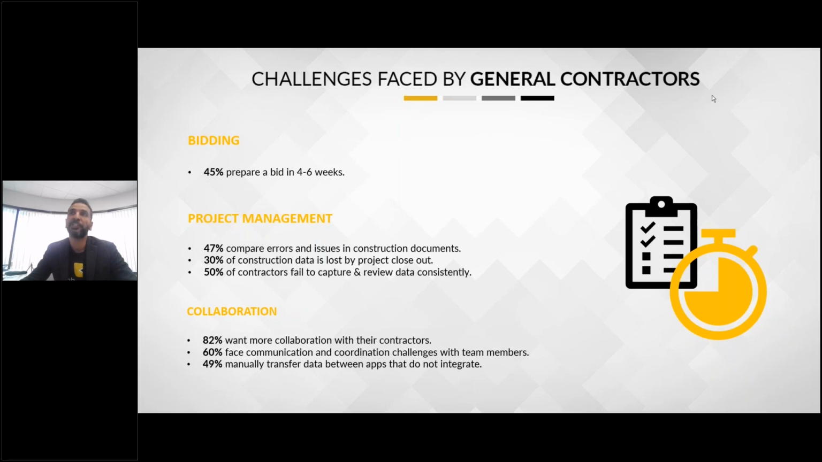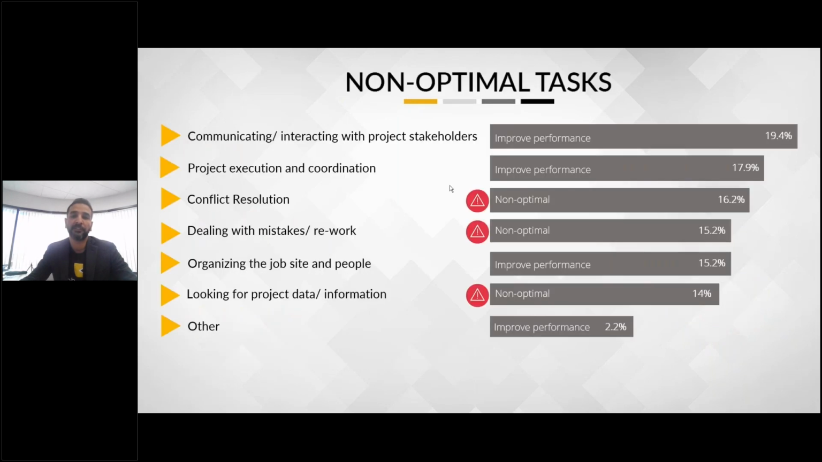So these are the three main challenges that I wanted to highlight because they are huge for general contractors. But what we have also seen, if I go to the next slide here, is that there are some tasks that you are performing as a general contractor or a subspecialty contractor which help you improve performance, like communication, the ones that we highlighted, and project execution, using a nice construction management tool. But there are still some non-optimal tasks like conflict resolution, rework and mistakes, and looking for project data.